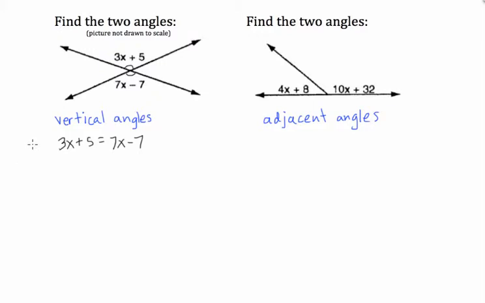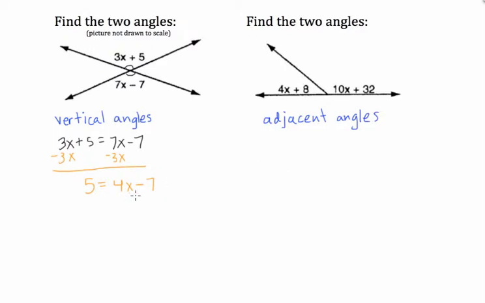So now that we have that algebraic equation, now we should be able to solve it. Okay, let's go through our solving steps. First, is there any simplifying to be done on either side of the equal sign? No, 3x plus 5, 7x minus 7, they're all the way simplified. Next problem, I have x's on both sides. I have to use my algebra trick to get rid of that. So I'm going to subtract 3x from both sides. So I get 5 equals 4x minus 7.